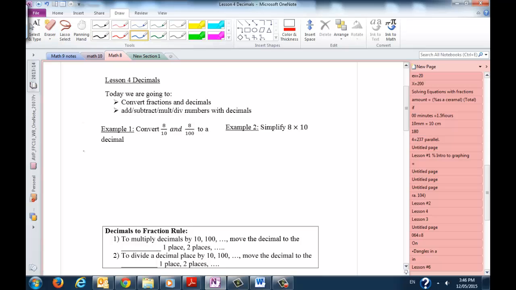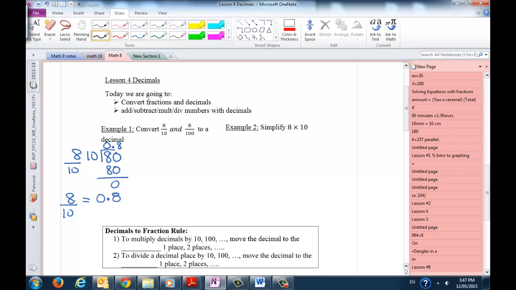So if I have 8 divided by 10, I'm just going to use long division to look at this. So this is 8 divided by 10, and 10 goes into 8 0 times. And so what we do is we drop the decimal in, and we put a 0 in here, and we look at how many times 10 goes into 80. And 10 goes into 80 8 times. So I can say that 8 over 10 is equivalent to 0.8.